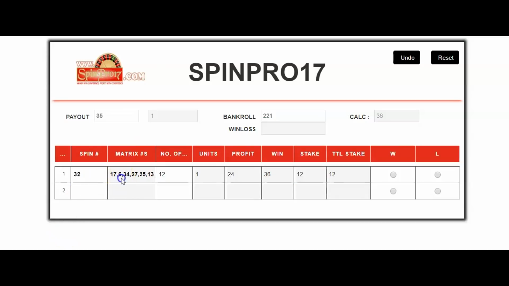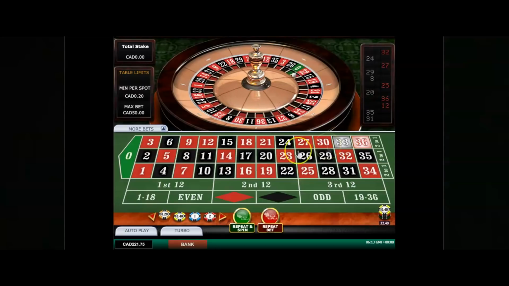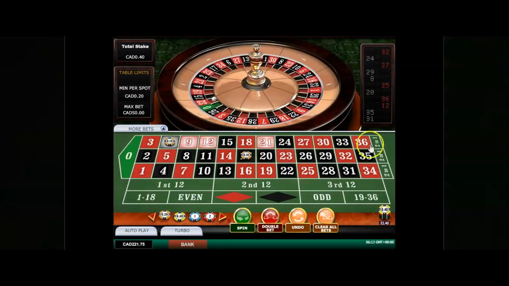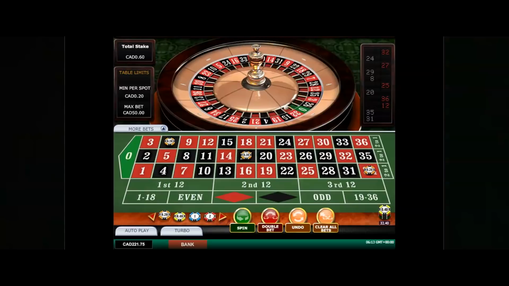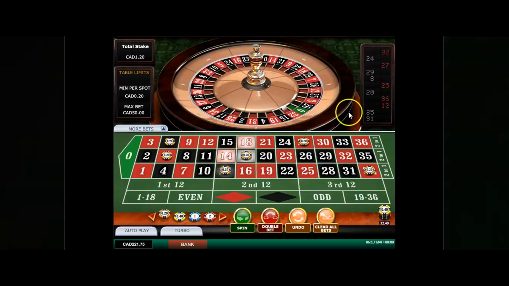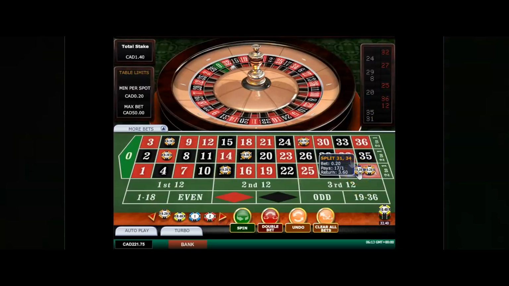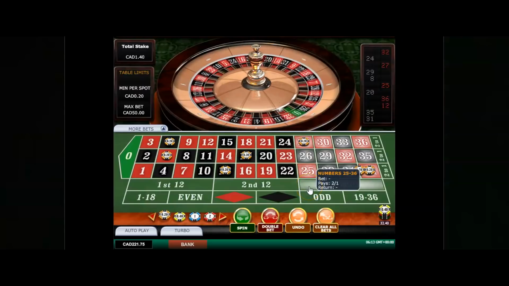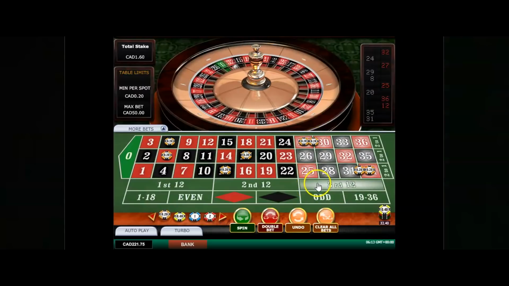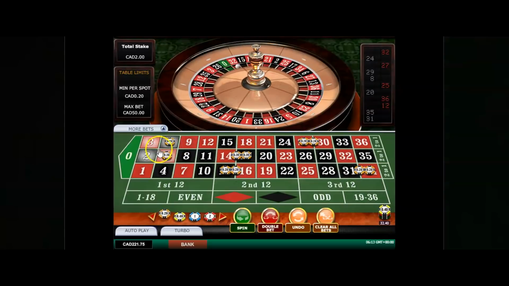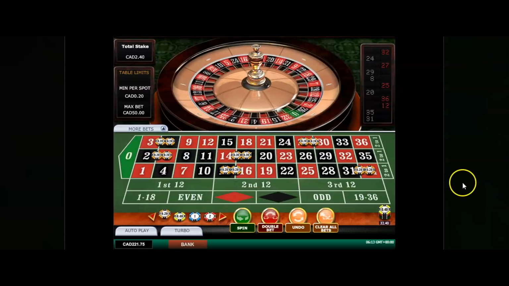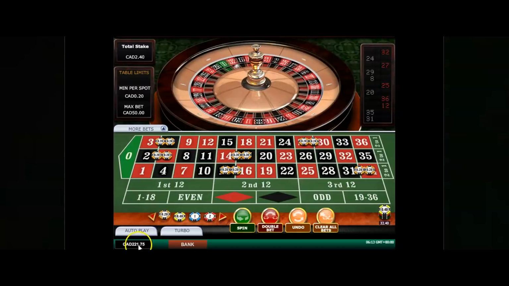And that's what we put in here. So it says 17, 6, 34, 27, 5, and 13. Now I'm also going to split this, right? Remember, this has to be split over here. Otherwise, you're going to leave the block. If you try to do it here, you don't do that. 3, 4, 5, and 6. All right, so we started at 220 with $221 using 20-cent bets.